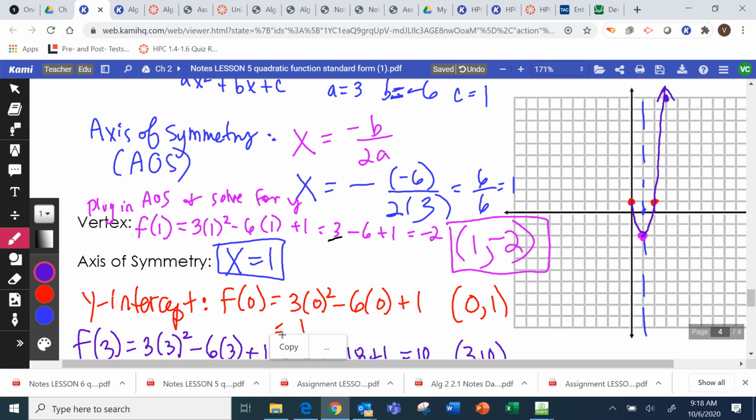You can just reflect the points. Reflect the one we just found to the other side. I'm not going to waste my time plugging in numbers. It's symmetrical. So we're going to reflect that one, and now we have 5 points. And we got a graph.